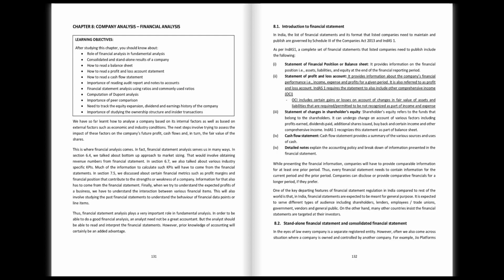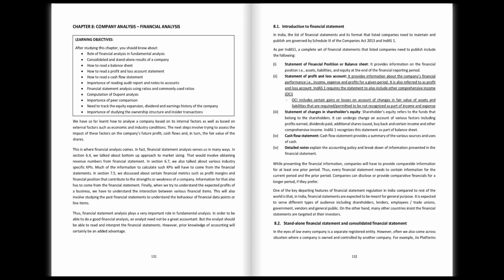Introduction to financial statements. In India, the list of financial statements and their format that listed companies need to maintain and publish are governed by Schedule 3 of the Companies Act 2013 and IND-AS 1. As per IND-AS 1, a complete set of financial statements that listed companies need to publish include the following. 1. Statement of financial position or balance sheet. It provides information on the financial position, that is, assets, liabilities, and equity at the end of the financial reporting period.